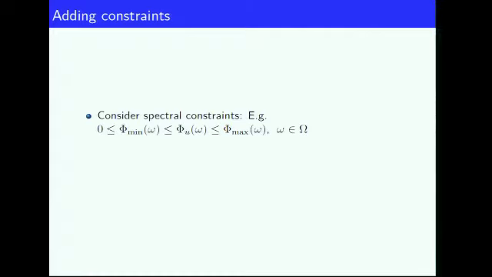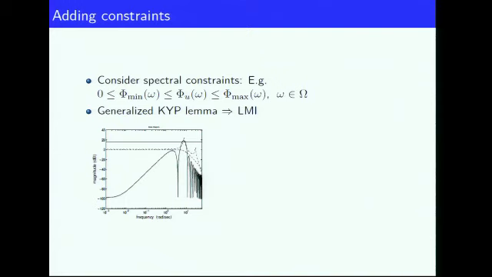We can also add constraints if we want. So for example, if the input spectrum is to be lower and upper bounded by some functions over some interval of the frequency axis, we can use what is known as a generalized KYP lemma and convert these inequalities into an LMI as well. So we retain this semi-definite program structure. And adding constraints can be very useful.